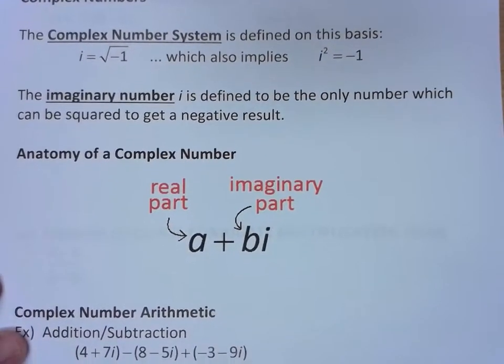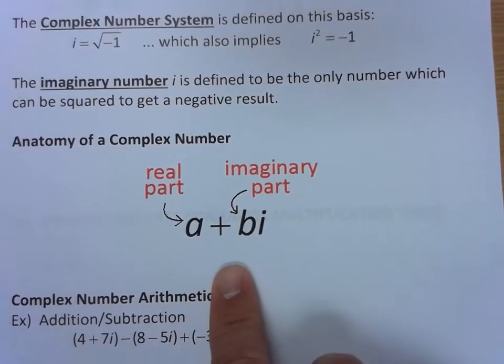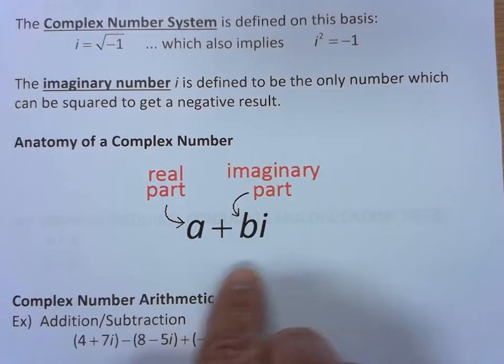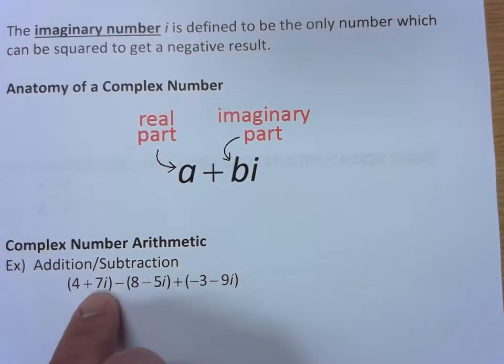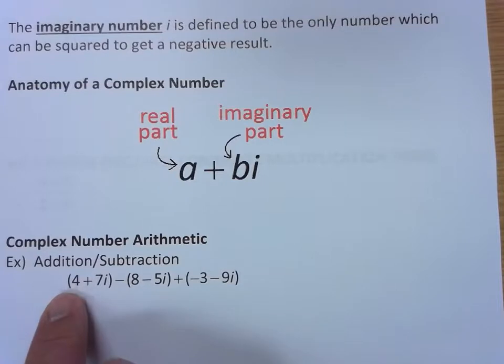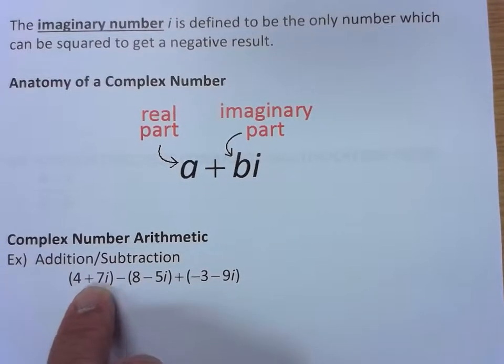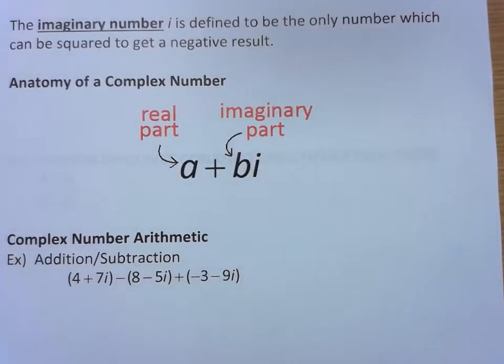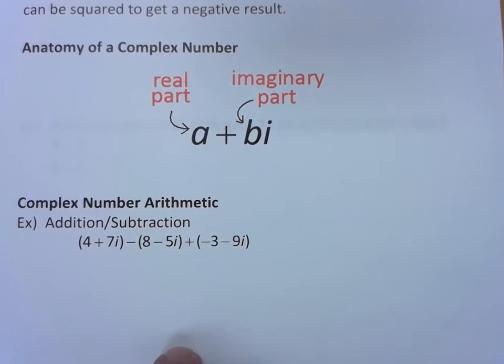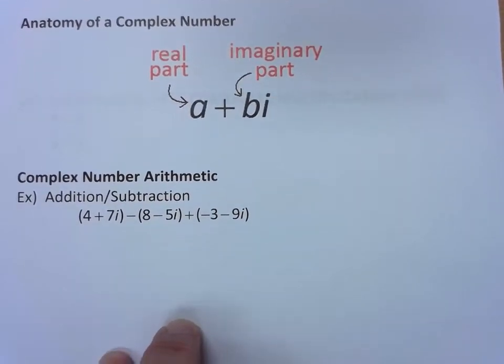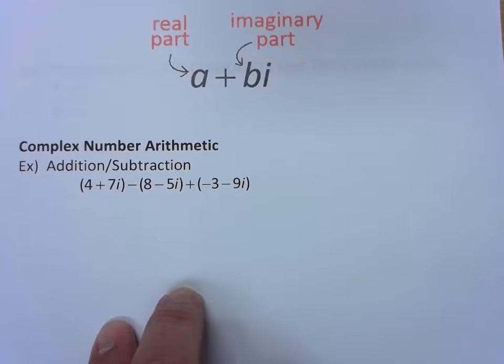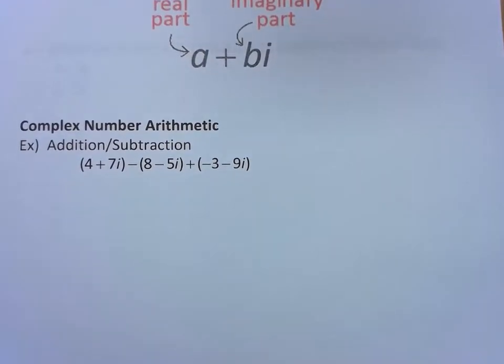So the anatomy of a complex number is this. You'll most often come across two parts to a complex number, a real part and an imaginary part. For example, here's a complex number involved in this next problem, 4 plus 7i. 4 is the real part, 7i is the imaginary part. So a purely complex number does have both parts to them. So whenever you're dealing with arithmetic on complex numbers, addition and subtraction is probably the easiest of the operations to deal with because it only falls back on combining like terms.